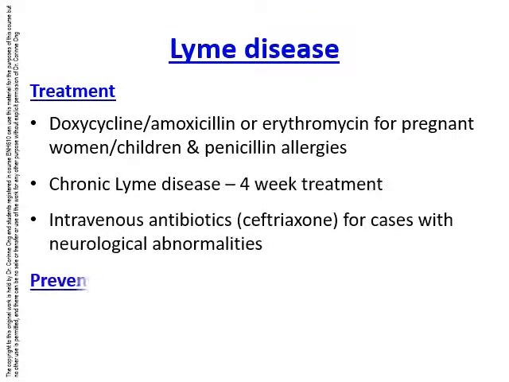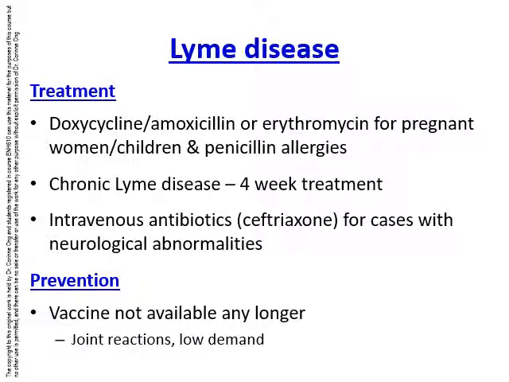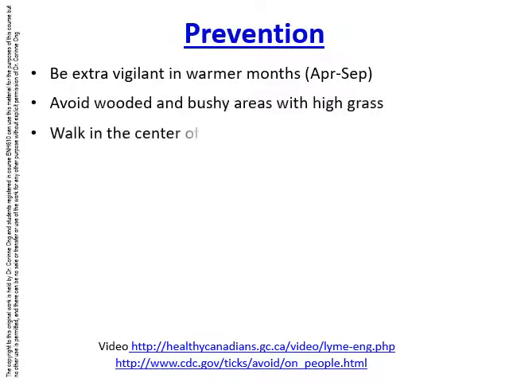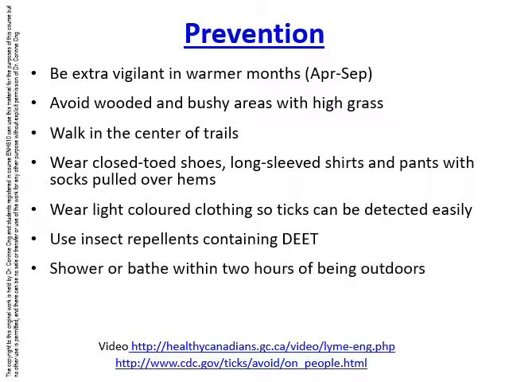Antibiotics can be used to treat Lyme disease, and women, children, and those with penicillin allergies should be given alternative antibiotics to those in the tetracycline and penicillin groups. The treatment is longer for those with chronic Lyme disease, a month, and intravenous antibiotics need to be administered for those with neurological abnormalities. The vaccine for Lyme disease is no longer available due to low demand and some adverse effects such as joint reaction. It is therefore important to prevent getting bitten by ticks.